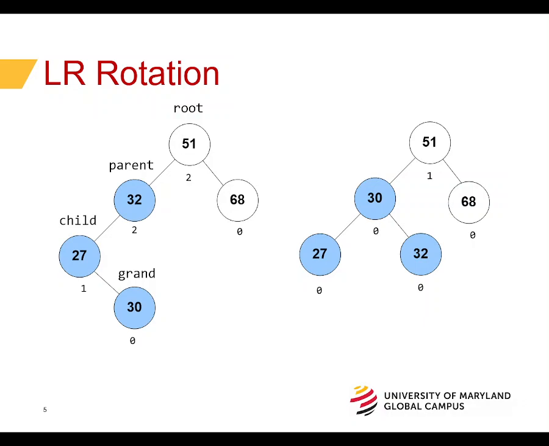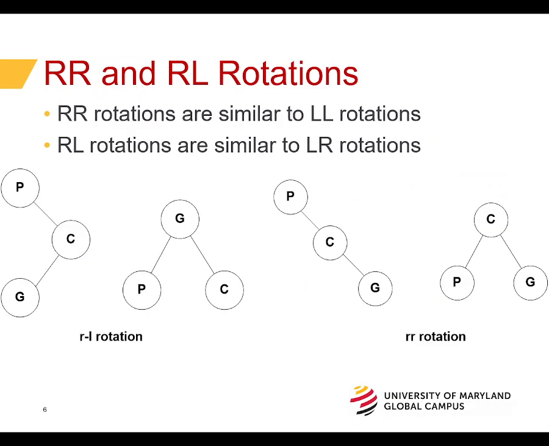The LR rotation is illustrated in the tree on the left. Child is the left child of parent, and grand, the node that was added that caused the tree to go out of balance, is the right child of child. The tree on the right illustrates the rebalanced tree. RR and RL are the other 2 cases. RR rotations are similar to LL rotations, and RL rotations are similar to LR rotations.